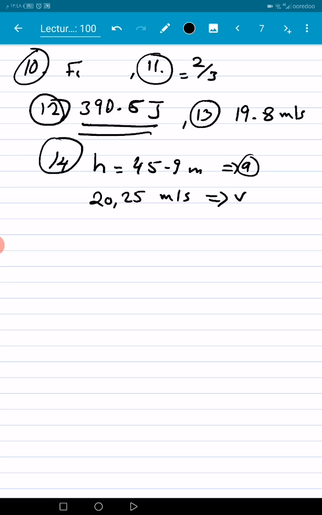Number 15, 15A, A is equal to 100 joules, P is equal to 20 newtons. So those are the important questions.